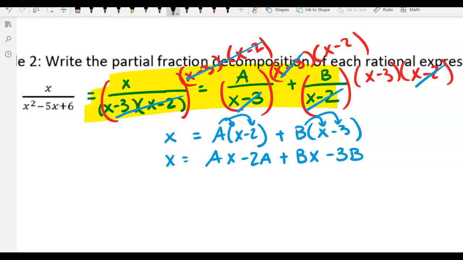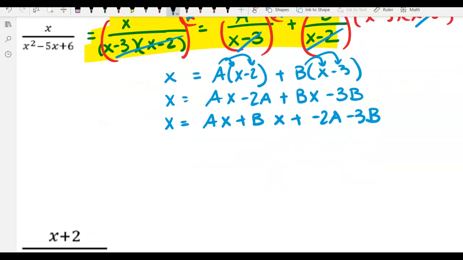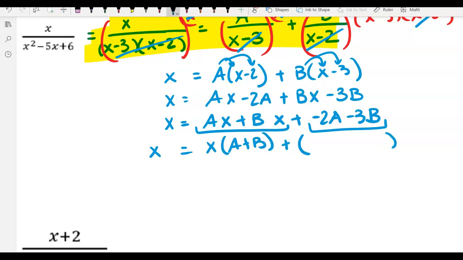Next, we would try to group like terms together, putting all the x's together and the non-x's together. So, ax plus bx, and then we're going to group negative 2a and negative 3b together. So far, so good? All right. As you can see, how many x terms do we have? 2. We would try to factor out a common factor, which is what? X. Okay, so now we have a plus b. Over here, we don't factor anything. We're just going to group them together like this.